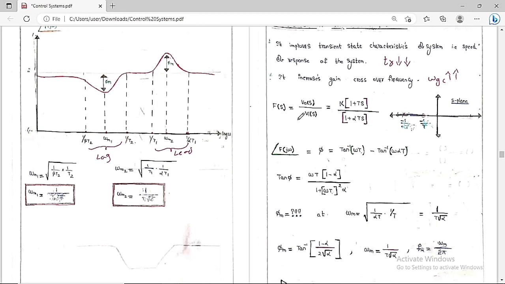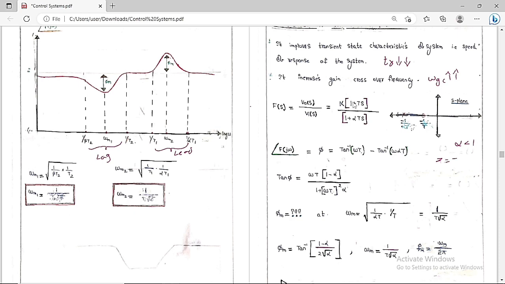So listen carefully. What is the transfer function of the lead compensator? F of s is equal to V naught of s by V i of s, which is equal to K into (1 plus Ts) by (1 plus alpha Ts). This is the standard transfer function of the lead compensator. Now what is the zero? The zero is equal to minus 1 by T, and the pole is equal to minus 1 by alpha T. I have already told you this, and the alpha value is always less than 1.